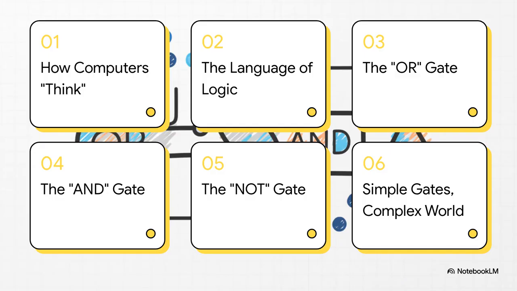So, here's our game plan for today. We'll start with how computers actually think. Then we'll learn their super simple language. After that, we'll meet the three essential players, the AND, OR, and NOT gates. And finally, we'll see how they all come together to build the incredible digital world we live in. Sound good? Let's get started.